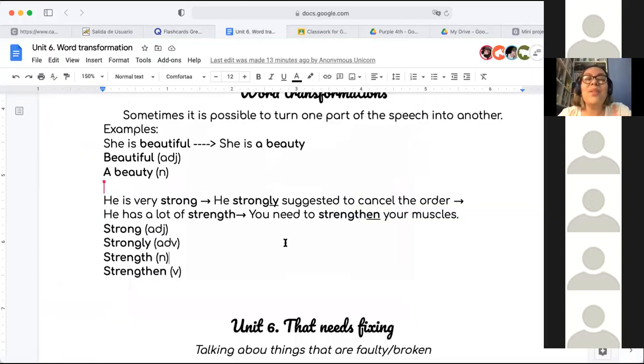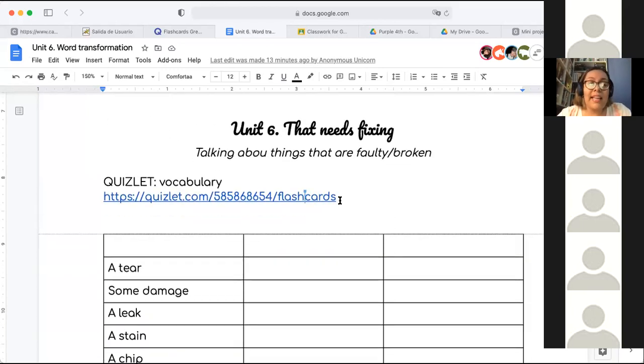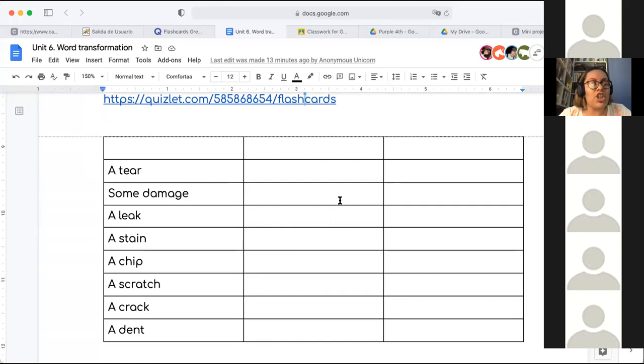Okay, so now going back to this document that we were working on. We already understand that for this unit, we're gonna be focusing on word transformations and how we can change a noun to an adjective and a noun to a verb or an adjective to an adverb, etc. Here I also included the link to the Quizlet vocabulary. That link is already in the material section for this new unit in Google Classroom. So make a habit of checking the material. Thank you.